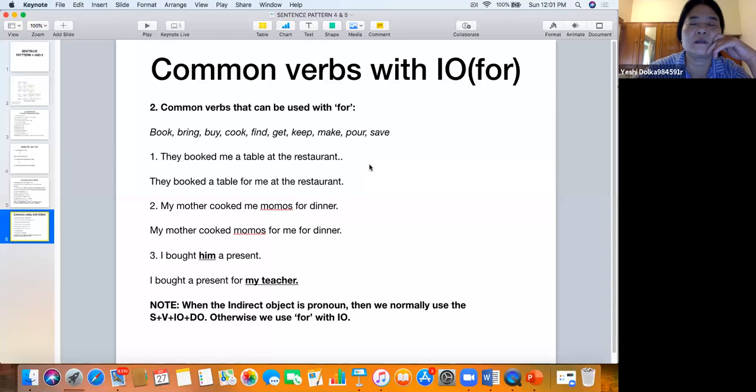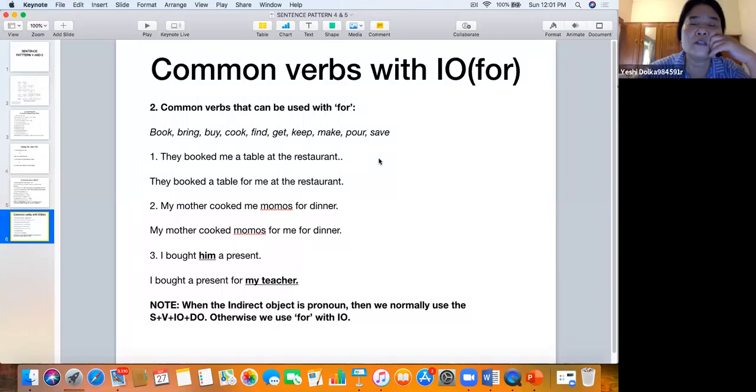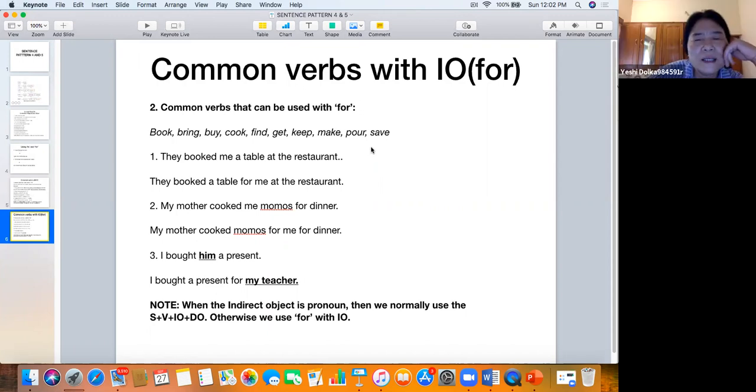That is not this pattern. Where is the indirect object? He saved for our nation. He saved money for our occasion. He saved what? Money. He saved money. Where is the indirect object?